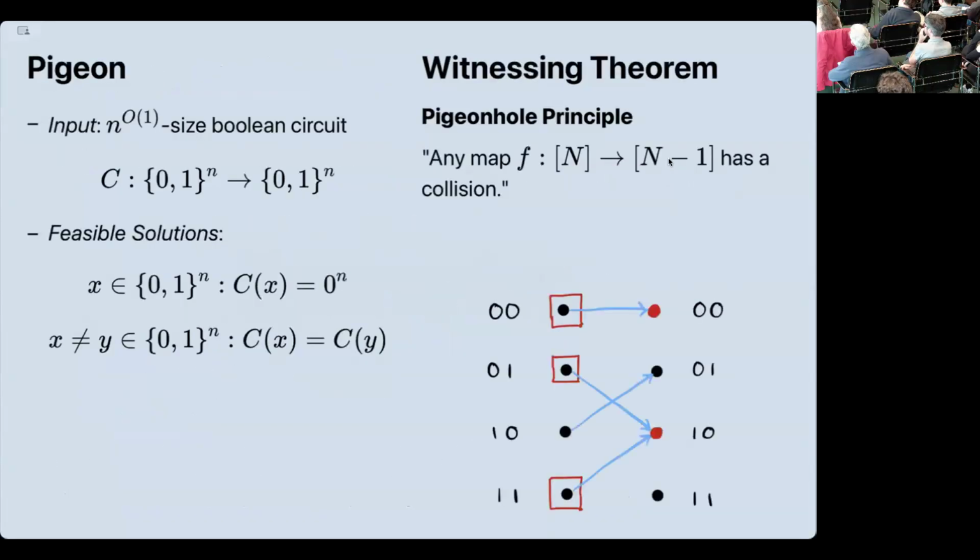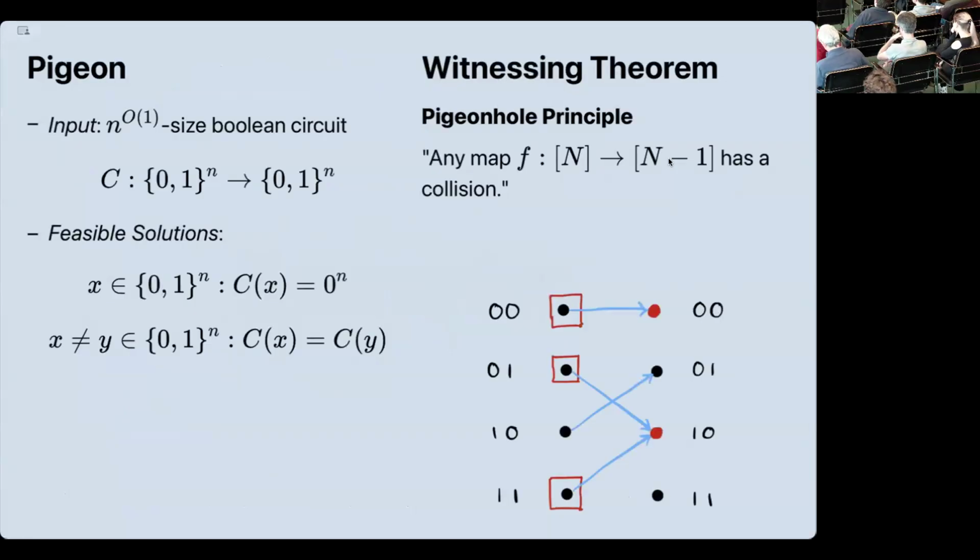But what I want to move on to is just a few actual examples of problems that are in TFNP that are not obviously in NP. Okay. So to start off, let's talk about one that's probably familiar to all of us, which is the pigeon problem. And so here in the pigeon problem, we're given a polynomial size circuit.